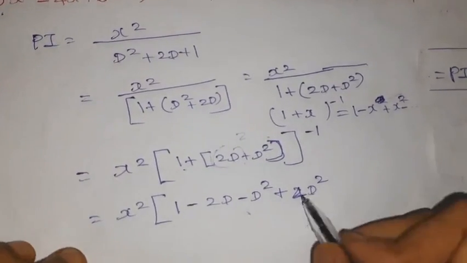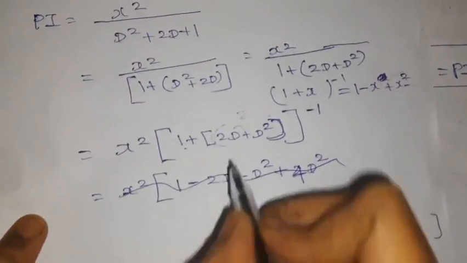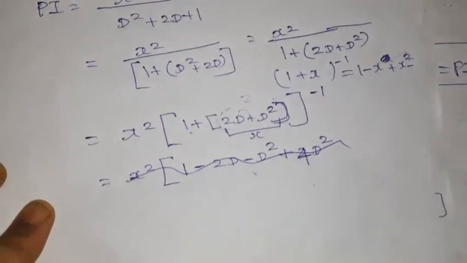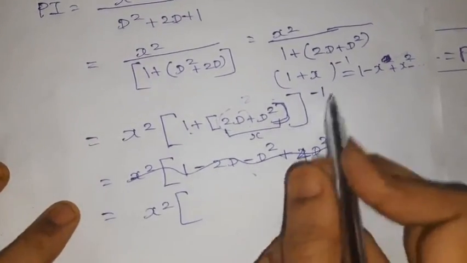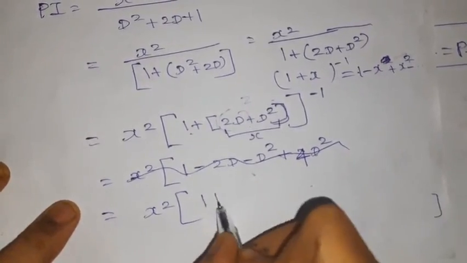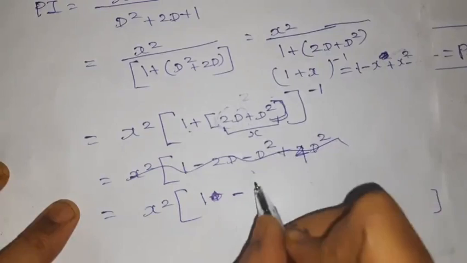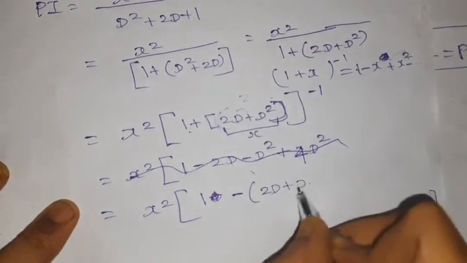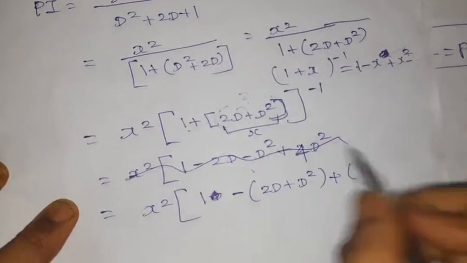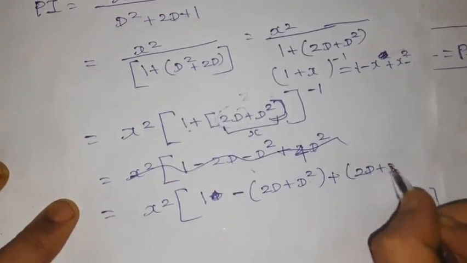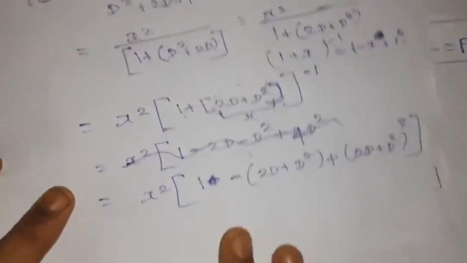We will stop. Okay, sorry. I will write it very clearly. This is x, okay, to avoid confusion. So x squared into (1 plus x) whole power minus 1: 1 first, then minus x term. The x term is nothing but 2D plus D squared, then plus x squared term, then (2D plus D squared) the whole square term. We will stop up to the square term.